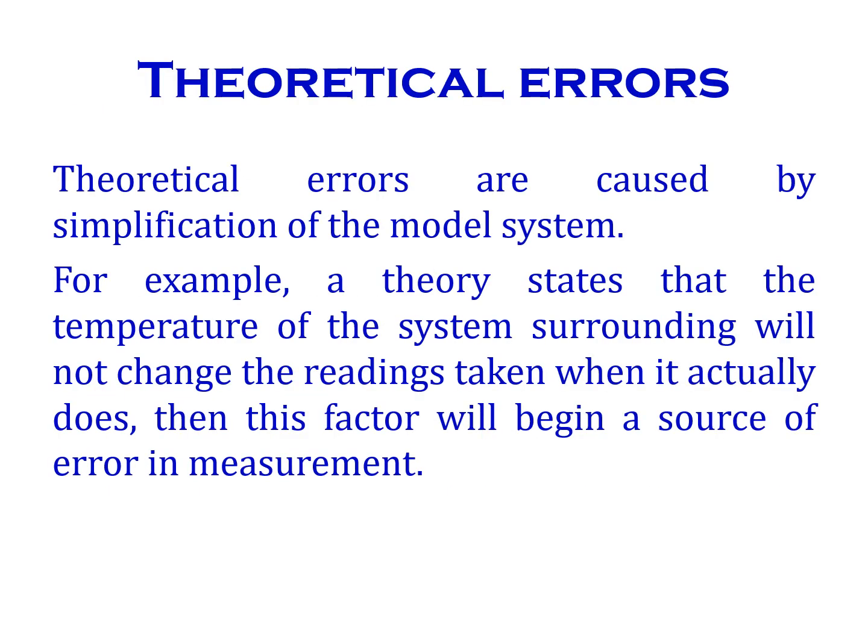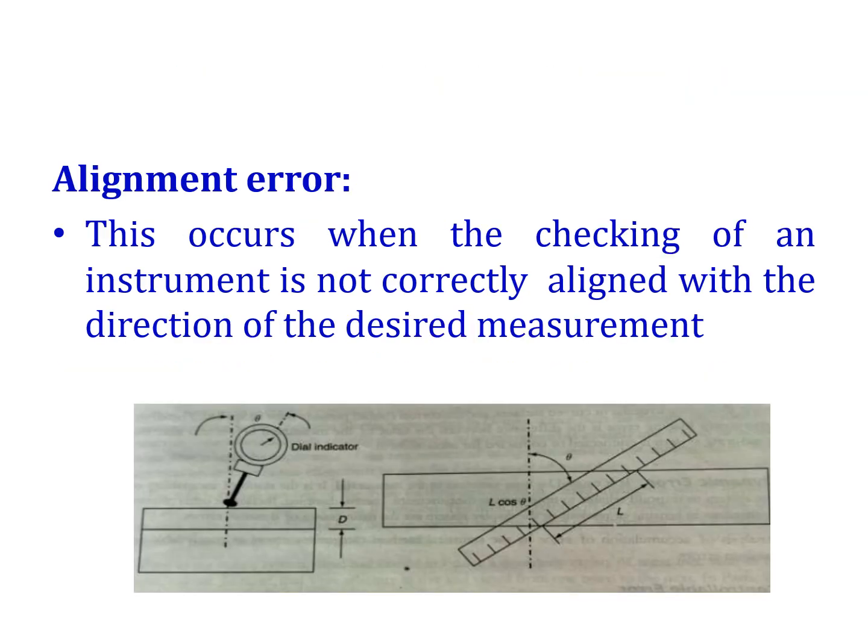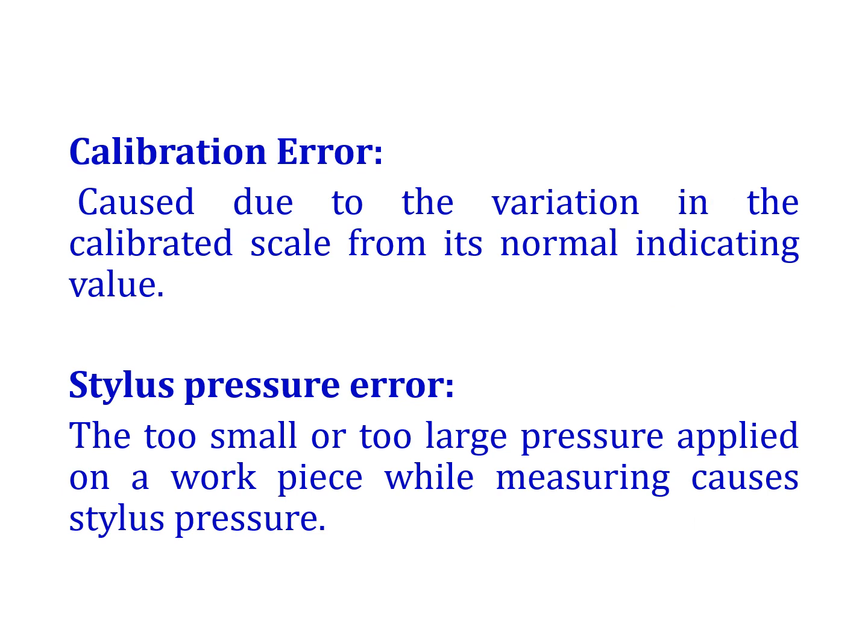Theoretical errors are caused by simplification of the model and system. For example, a theory states that the temperature of the system surroundings will not change the readings taken when it actually does. Then this factor will become a source of error in measurement. The temperature will also play a role in measuring. Alignment error, that is cosine error. If we are measuring an inclined line, that will be different, and if you are measuring the straight line in parallel, that will give a different reading. So that alignment error we have to take care of.